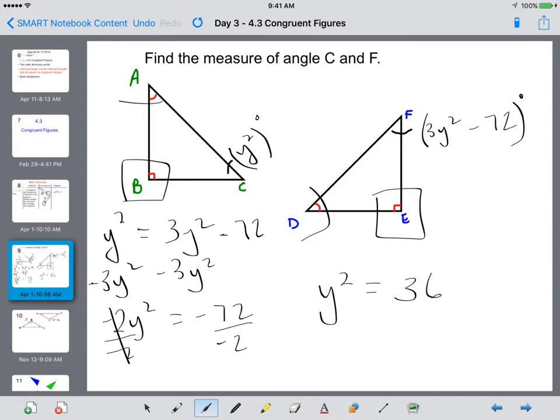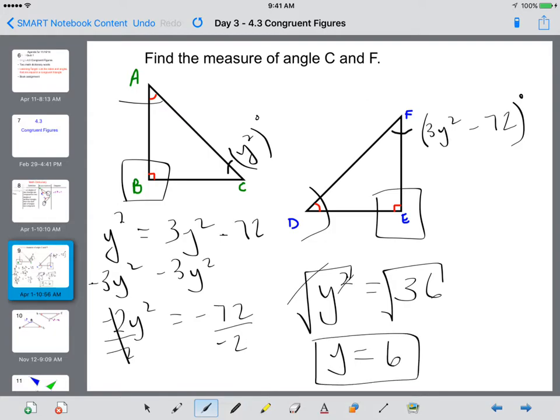Now, to solve this, we need to take what's called the square root of both sides. So the square root of y squared cancels, and the square root of 36 is 6. So we get y equals 6, so the measure here would be y squared, 6 to the second power, which is 36 degrees, and meaning this would be 36 degrees as well.